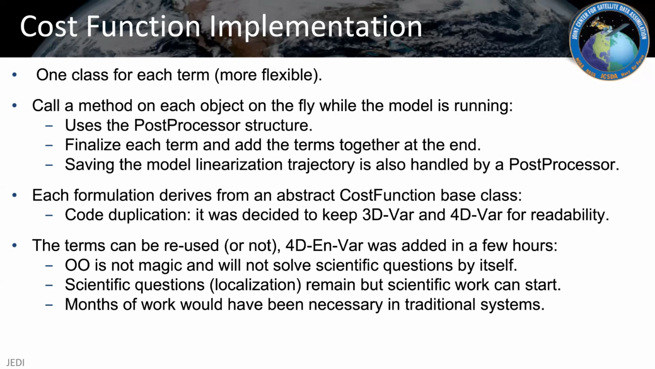Now, in terms of the efficiency of reusing the terms of the cost function, 4DEnVar was added to the system in one afternoon, basically. It didn't solve all the scientific questions, but all the technical work was done in one afternoon. Then you can start looking into the science and decide what localization you want, and so on. Compared to the system that existed at ECMWF at the time, the IFS, it would have taken months of work to put a 4DEnVar in the IFS. So that was definitely a big success.